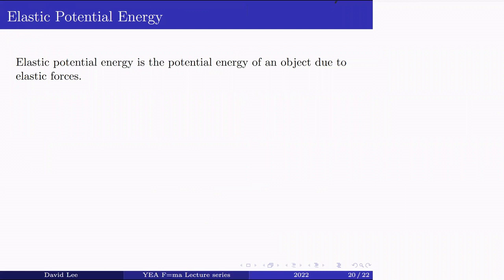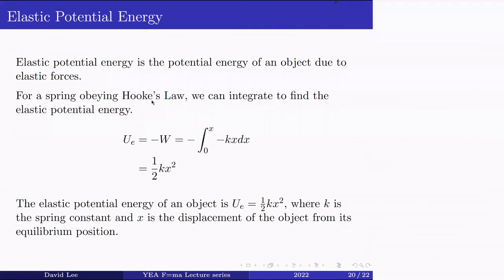Let's talk about elastic potential energy. As I mentioned earlier, this is the energy due to springs. And like we did in our earlier problem, we can easily show that our spring potential energy is going to be equal to 1/2 kx squared, where k is the spring constant and x is how much you stretch it.